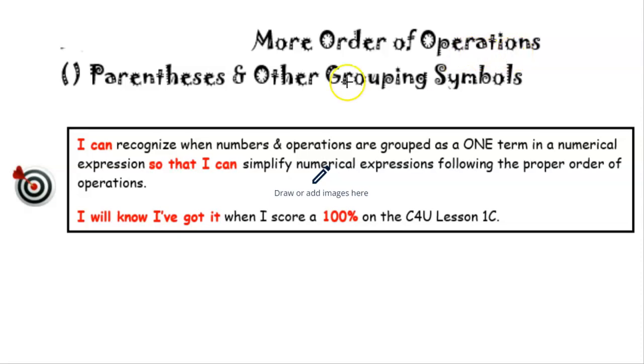We're going to do more with order of operations, but our expressions are going to become even more complex because we are going to now incorporate the grouping symbols like parentheses and other grouping symbols into the math problems themselves. So the learning target is: I can recognize when numbers and operations are grouped as one term in a numerical expression, so I can simplify numerical expressions following the proper order of operations. And I'll know I've got it when I get 100% on the assignment following the lesson.